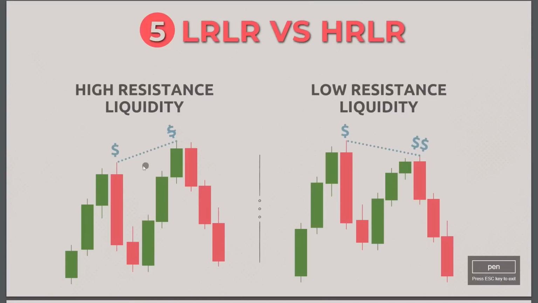When we have a sweep of liquidity, for example, here, we can see that this high was swept, price coming lower. This is a high resistance liquidity run, and now we have high resistance liquidity. What does that mean? We have liquidity here and we have less liquidity here.